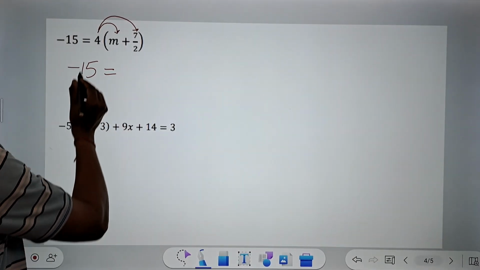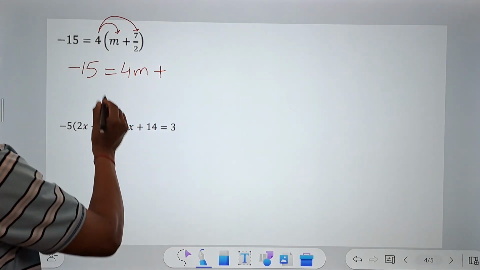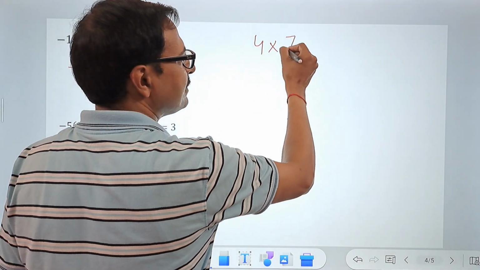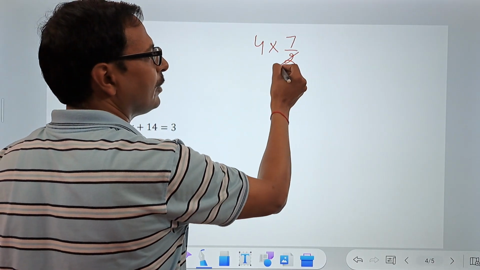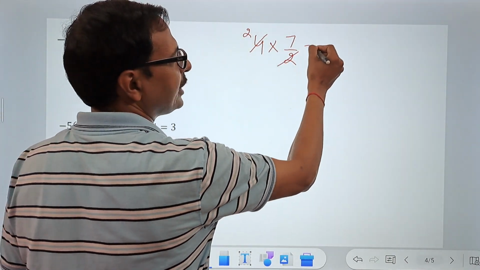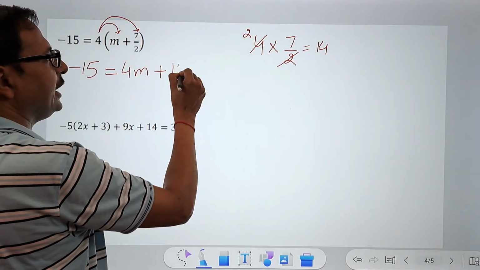Minus 15 on the left hand side will not change. 4 multiplied by m is 4m. And what happens when 4 is multiplied by 7 upon 2? I'll write it here, 4 times 7 upon 2. So you can see a common factor 2 getting cancelled, and therefore 7 times 2 is 14. So when you multiply 4 by 7 by 2, you get 14.